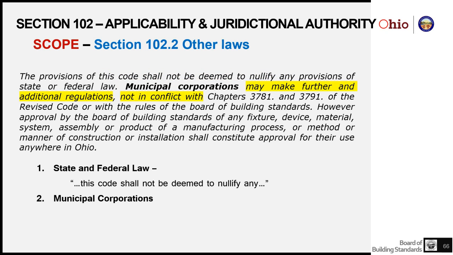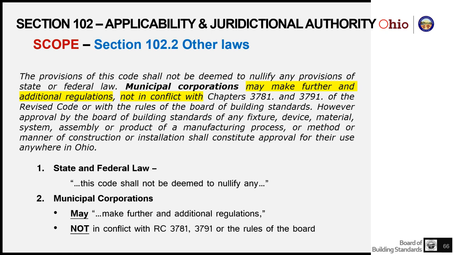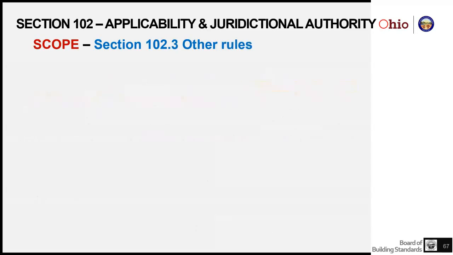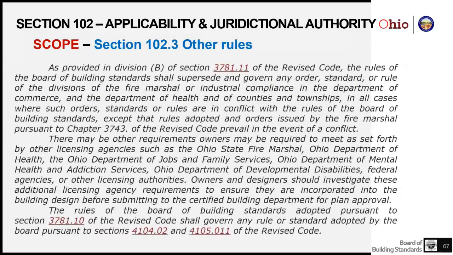Municipal corporations, it talks about it in the next sentence, that they may make further and additional regulations, provided they're not in conflict with 3781 and 3791 of the Revised Code, which is where the legislature gave the Board of Building Standards the authority to write the rules, and any rules made by the board relative to that authority. So not in conflict. It's a lot about not being in conflict.